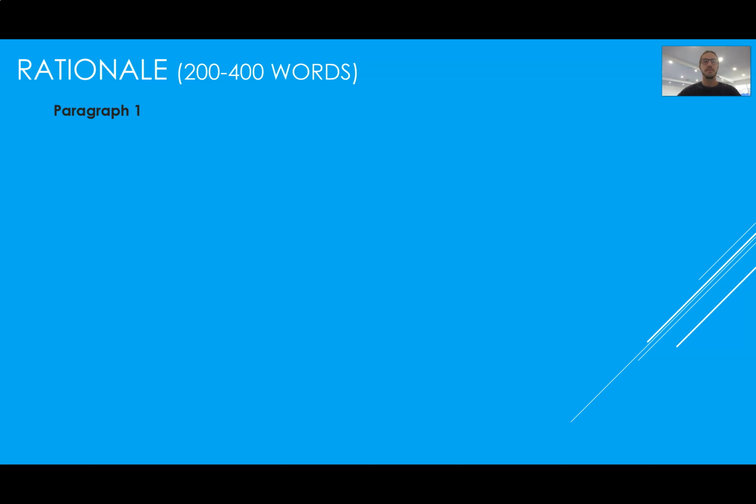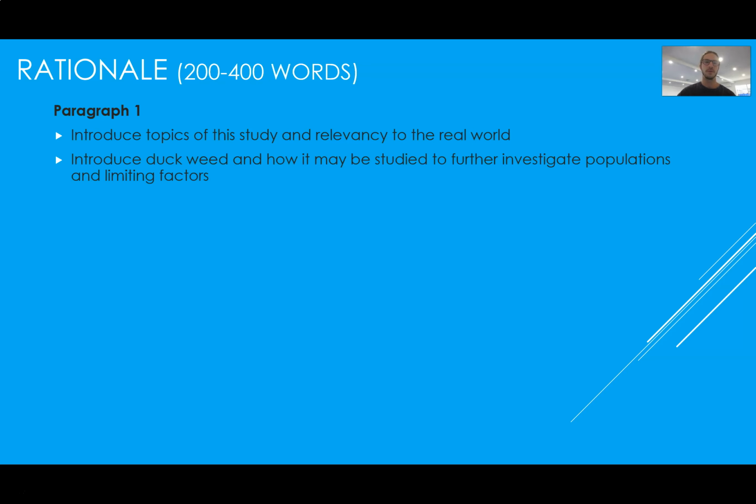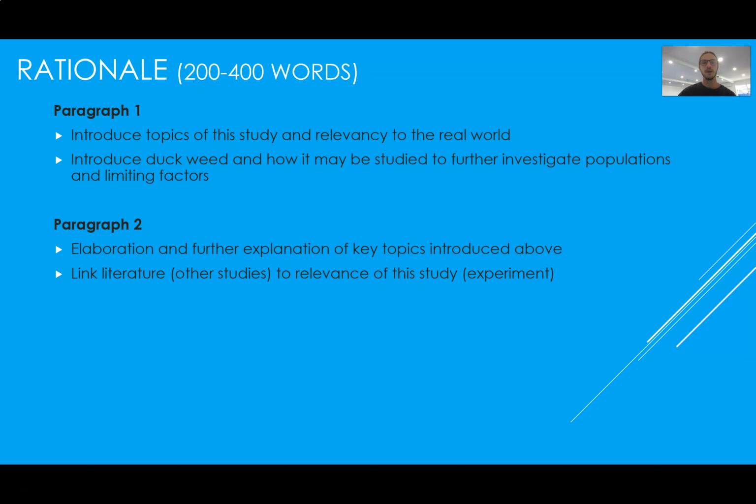So if it's 3 paragraphs, the first paragraph just introduces the topics of this study and the relevancy they have to the real world. So what are our topics? Well, we're using duckweed and we're investigating population growth. So introduce those. Paragraph 2, go into more information on the different types of weed. How do they grow? Talk about photosynthesis. Talk about the environmental conditions they need. And also, what is population growth? What are those limiting factors? That could be paragraph 2. Look at other literature, other studies that are measuring these things.